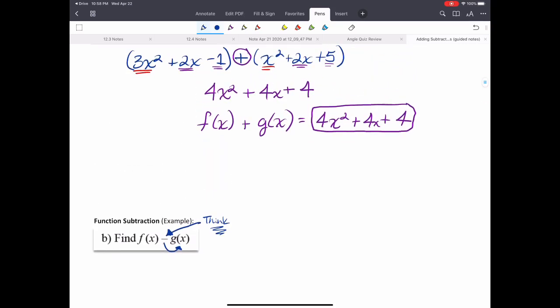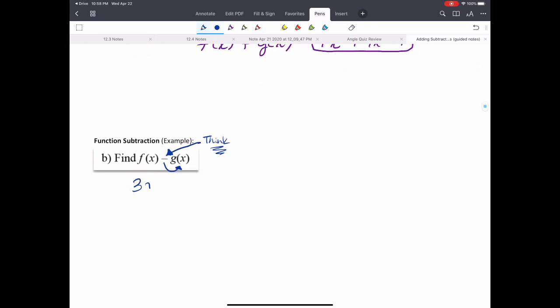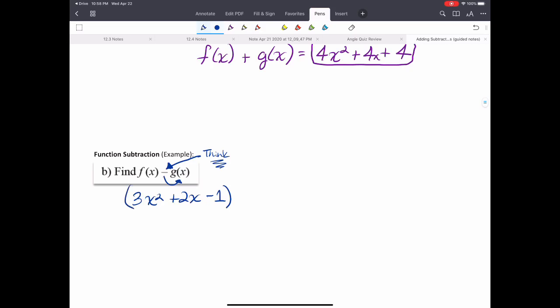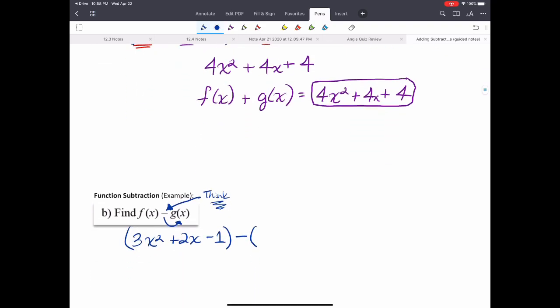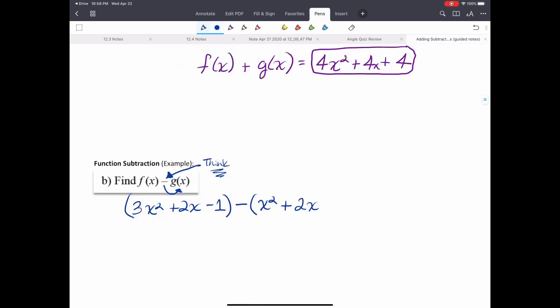So the f of x is 3x squared plus 2x minus 1, and I'm going to put that in parentheses. And then minus the g function, which is x squared plus 2x plus 5. The only thing that really separates this problem from the one we just did is that this minus sign affects the entire function in front of it. If you just stick the minus sign in front of the first term, then you're not doing enough with it. This minus sign affects the entire thing that it's in front of.